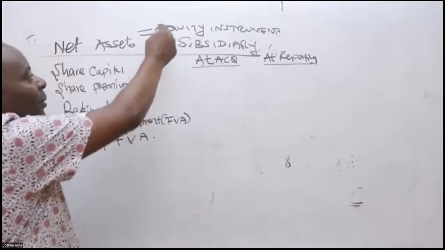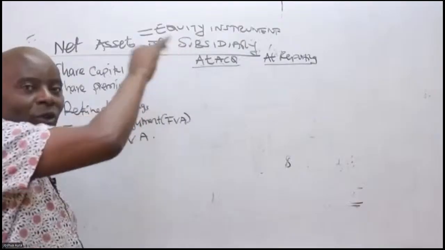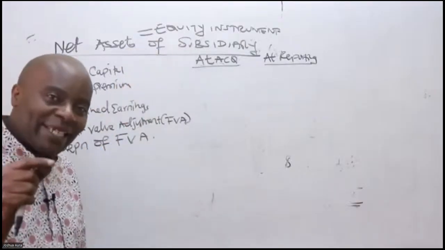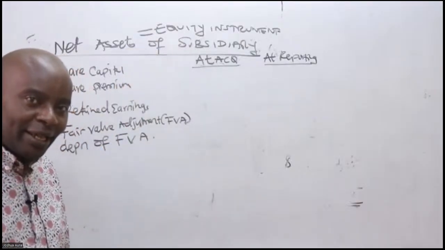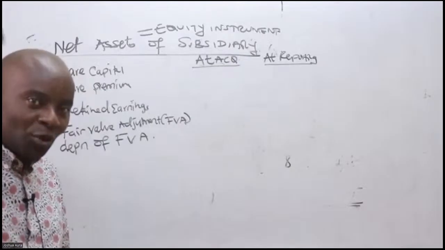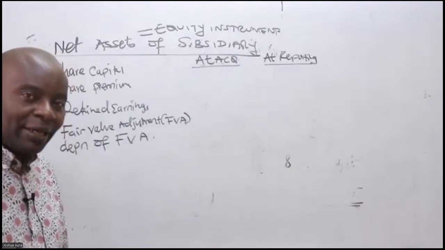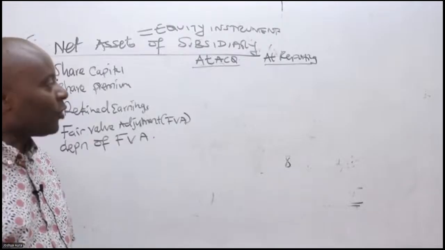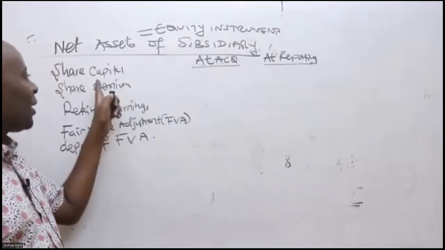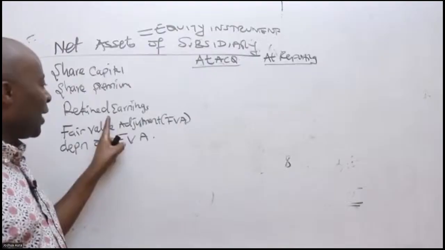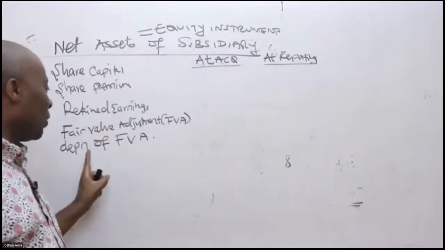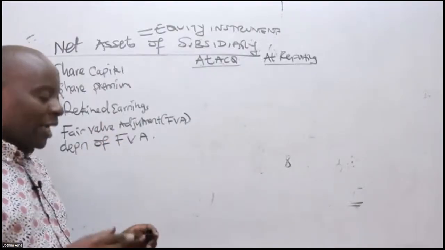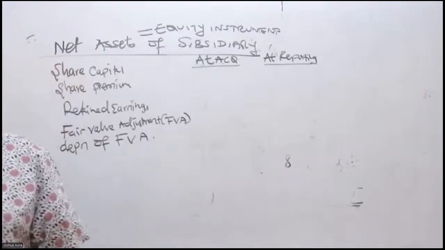Now in this case, please correct that it is 80%, not 90%. But still 80%, Kevin, is higher than the threshold of 50%, so it means still that Marina Bay is our subsidiary. Thank you very much. Now, so share capital, share premium, retained earnings, fair value adjustments, and then we have depreciation of fair value adjustments. Great.